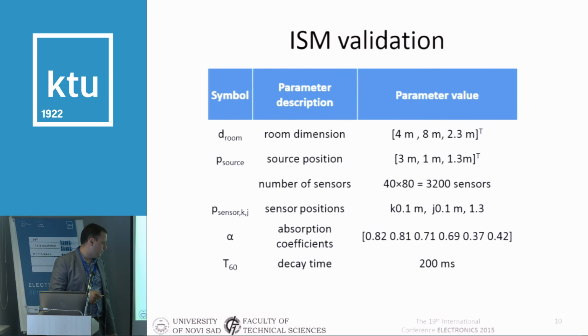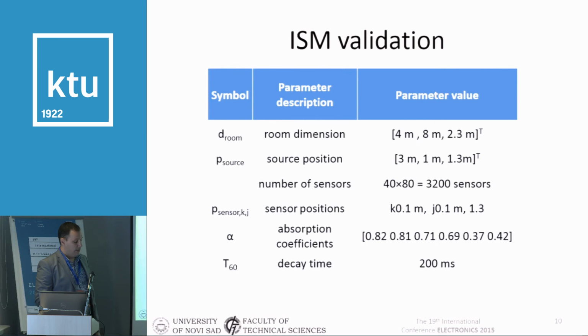An important parameter of this, apart from the absorption coefficient, is the decay time, which is basically your reverberation time. T60 is the measurement of when your signal has dropped by 60 decibels. It is possible also to use T20 or T30, depending on the equipment that you have, so you can measure the dynamic range of the sound. So here are the results.